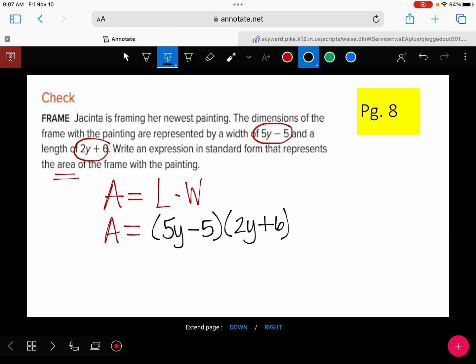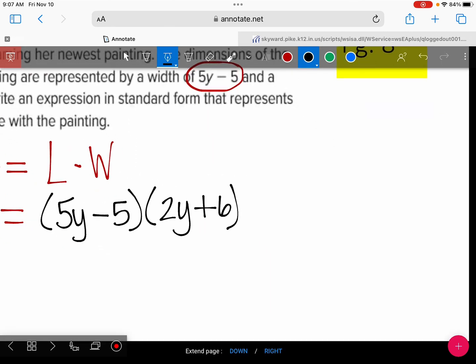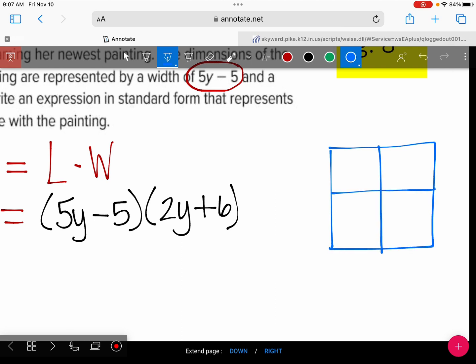So let's make your box. So this is what we did yesterday. Make your box, because anytime it's a 2 by 2, we need to make a box. Put the 5y minus 5 on the top, 2y plus 6 down the side. Go ahead and fill in all 4 squares.